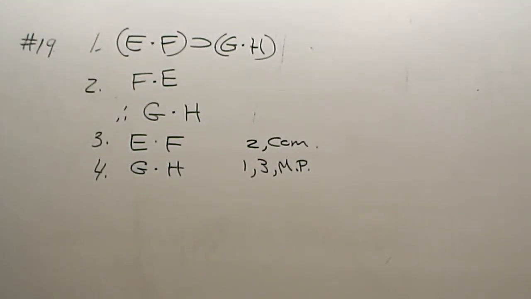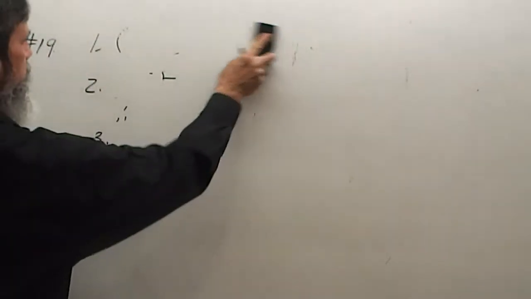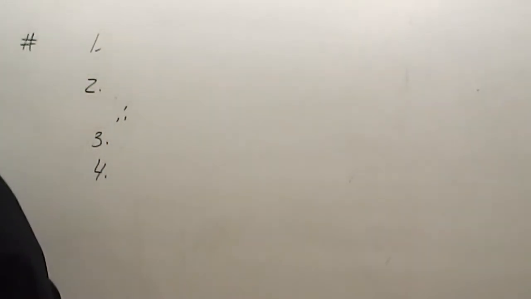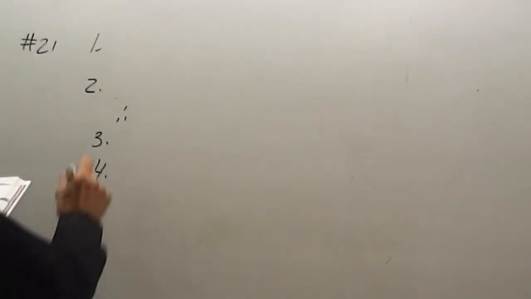Easy one. You're getting warmed up? You're going to have to branch out on your own for some of these. 20's in the back of the book. Don't forget about it. This is 21.